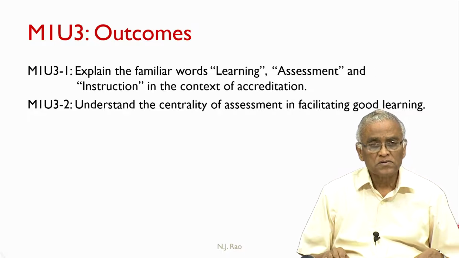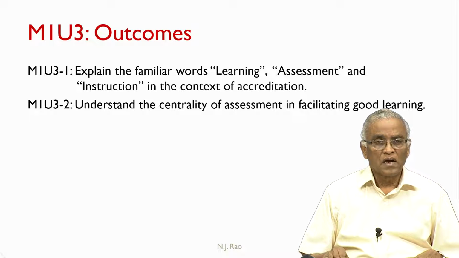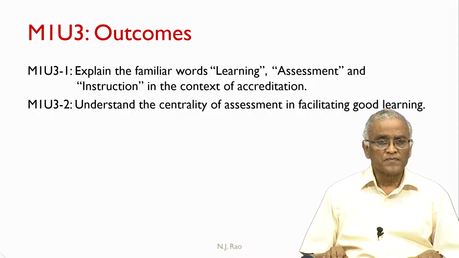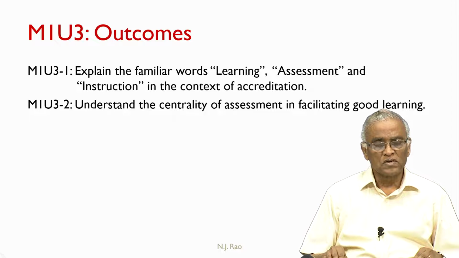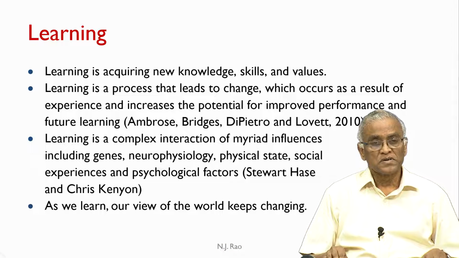And now coming to Unit 3, the expected outcomes of this unit are: explain the familiar words learning, assessment and instruction in the context of accreditation. Why we say context of accreditation is that these have very specific meanings with regard to accreditation. And most importantly, which we will keep repeating, understand the centrality of assessment in facilitating good learning. So, these are the two outcomes of this proposed unit U3.